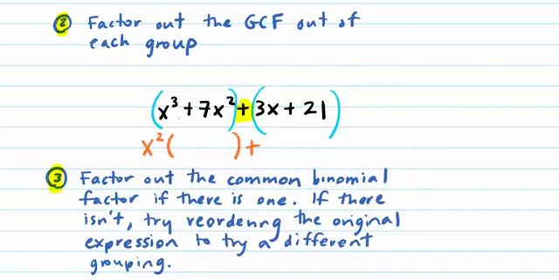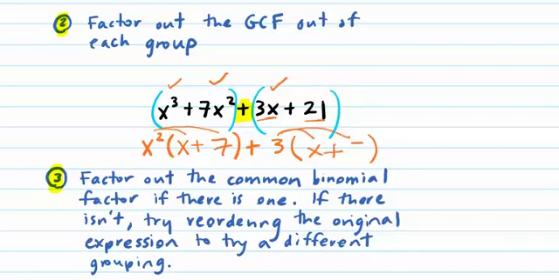If I factor that out, I imagine if I were to multiply that back through, I need to get back to x cubed plus 7x squared. So x squared times x gives me x cubed, and then x squared times 7 makes 7x squared. Now doing the same thing for the second group, there's a 3 in common, and that is the greatest common factor. If you factor that out, 3 times x would get you back to 3x, and then 3 times 7 would get me back to 21. So that is just the second step.